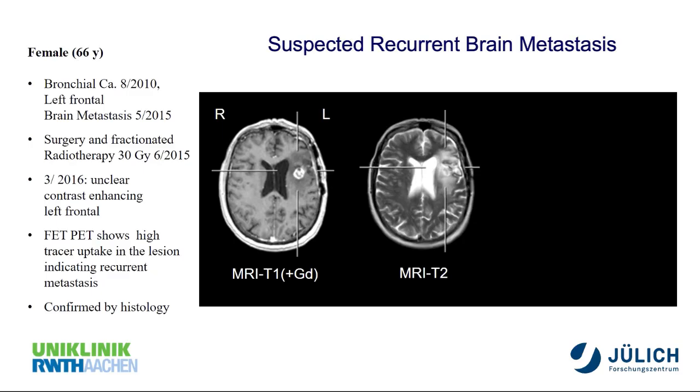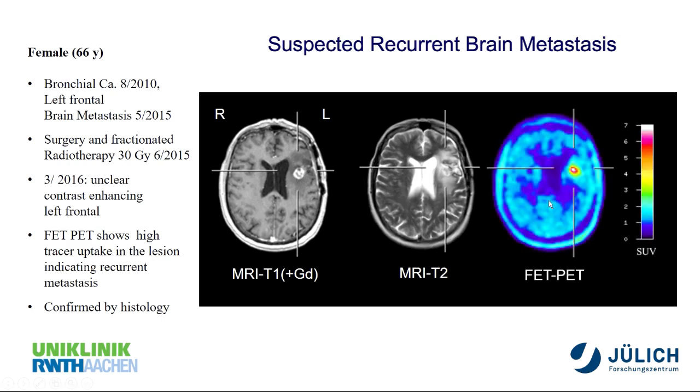This patient was diagnosed with bronchial carcinoma in 2010. 5 years later, a brain metastasis was detected. The patient had additional surgery and received fractionated radiotherapy. 10 months later, a contrast-enhancing lesion was noted at the site of the previously treated brain metastases. FET PET showed high focal tracer uptake, indicating recurrent metastasis, which was confirmed by the histopathological result after surgery.